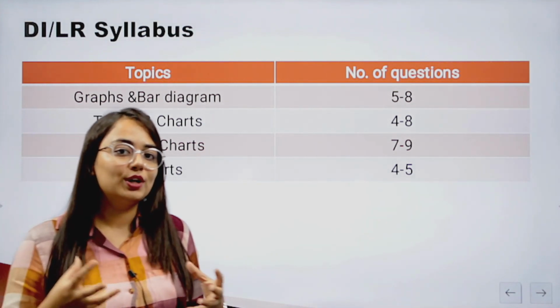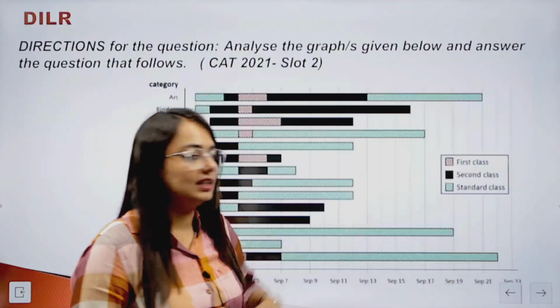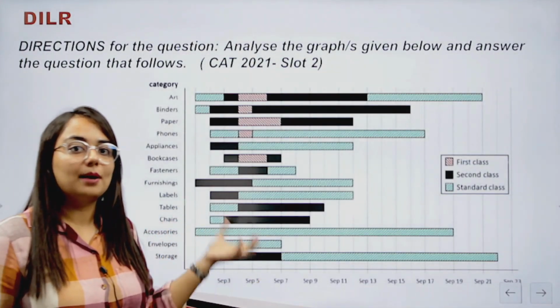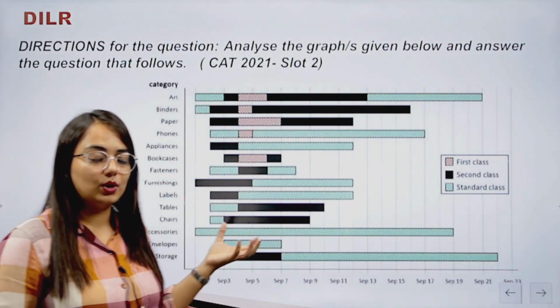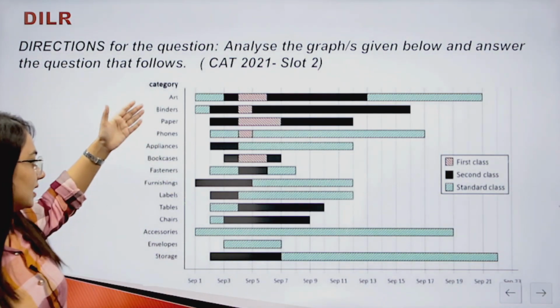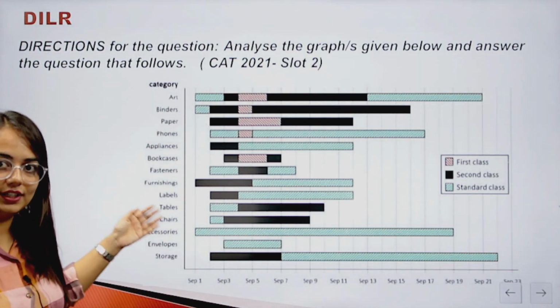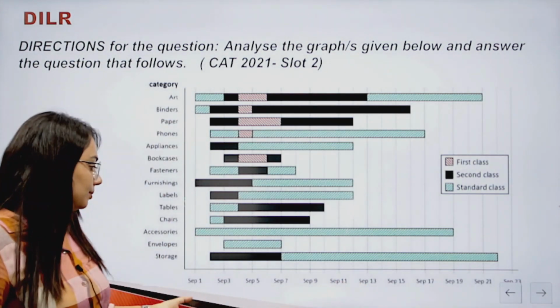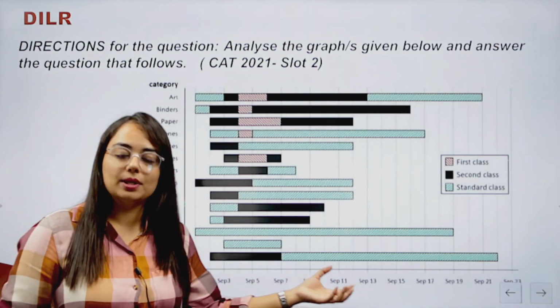So let's have a look at real questions that appeared in the CAT exam. Now here certain information is given in a tabular form. This is a type of DI question. Along the y-axis, you have certain articles of different categories and along the x-axis, you have some dates of the first 2 weeks of September.